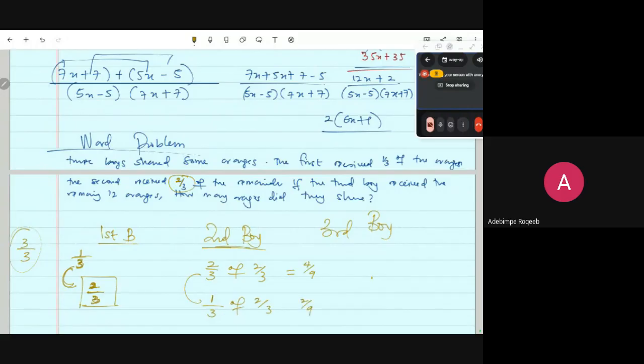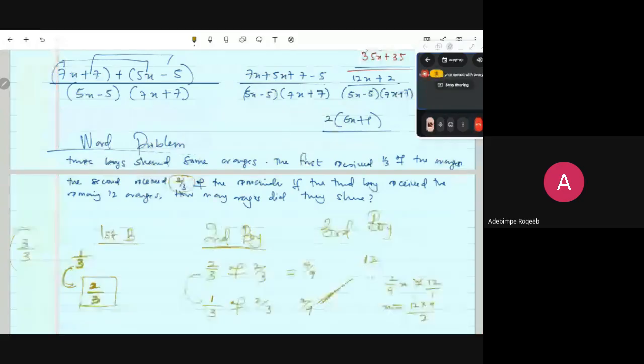Now, if the third boy received the remaining 12 oranges, which is this remaining 2 over 9, so we just say 2 over 9 of x is equal to 12. Multiply: 9 goes to 12. So x equals 12 times 9 divided by 2. 2 into 12 is 6. 6 times 9 is 54 oranges. Can you see? That is the oranges they shared.